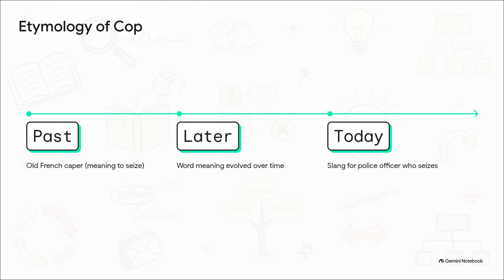Over time, as language naturally shifted, it transformed into the modern slang term for a police officer. And why is that? Because police officers seize criminals. Tracing that historical line really connects the dots in your brain, making the word's true meaning totally unforgettable.